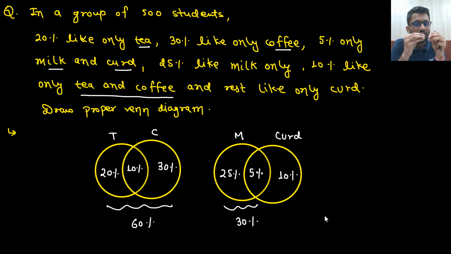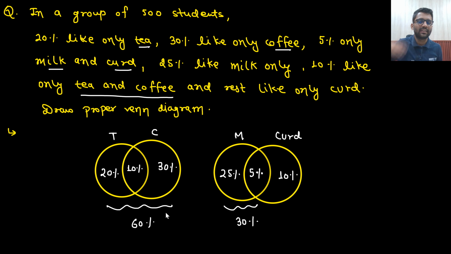So there are 15% who like curd and 10% who like only curd. There are 30% who like milk, but 25% who like only milk. There are 40% who like coffee, but 30% who like only coffee. There are 30% who like tea, but 20% like only tea. That's it. Okay, so in this way you can proceed.